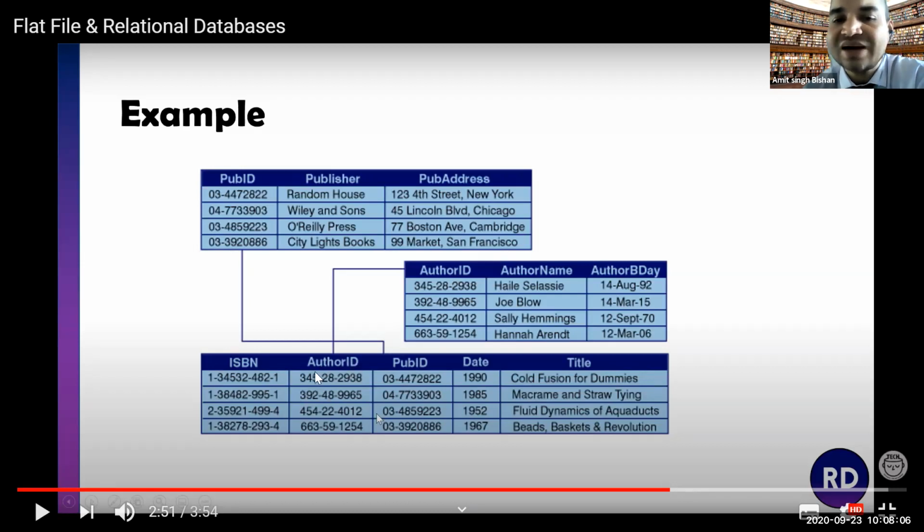Repetition means that the repetition is there in the same table. Are you getting my point? Yes, sir. When we are talking about the repetition, we are saying the repetition in the same table. Okay, now if we are seeing this three-column table, that is author ID, author name, author birthday, there is no such author ID which is repeated. You see, 2938, 9965, 4012, 1254. Here also all different, here also all different. Okay, are you getting my point?